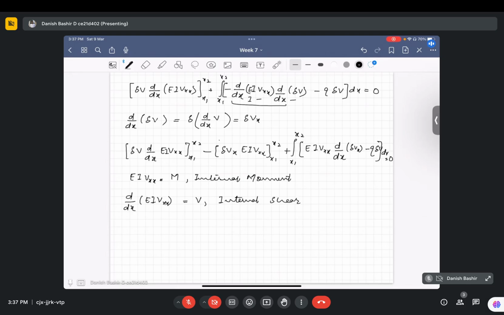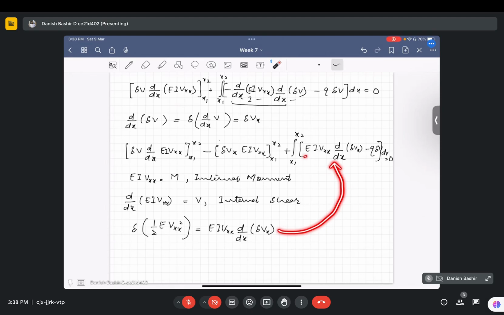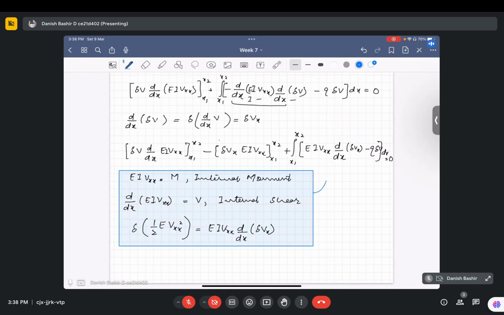And one more thing, I am using a variational identity here: the variation of 1/2 of EI vxx square can be equivalently written as EI vxx times the variation of vxx, that is, d by dx of del vx. So we will be using this expression here. In place of this we will write del of 1/2 of EI vxx square. When we substitute all these things, I will highlight it like this and substitute here.